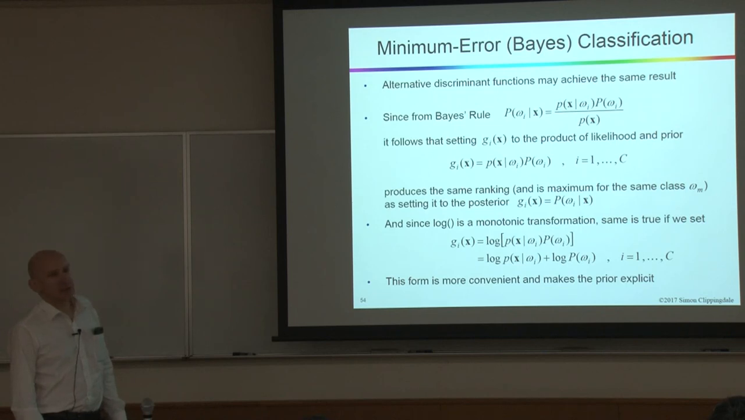If you had an infinite amount of training data, then yeah, this would be the proportion of data from class I in the training set.